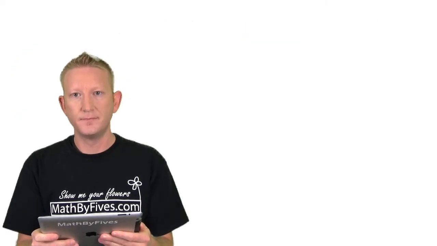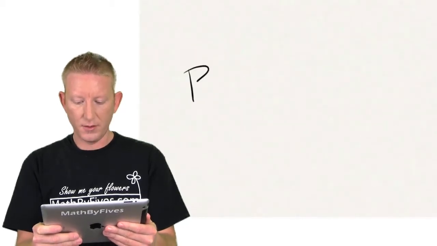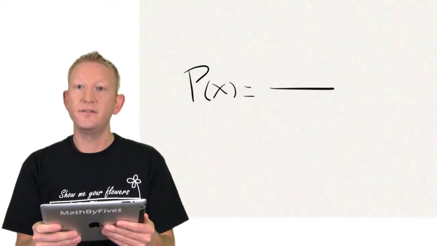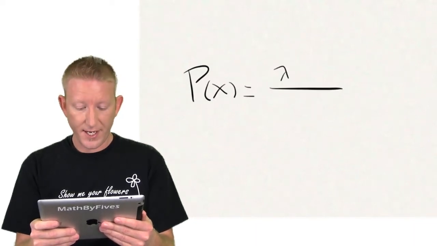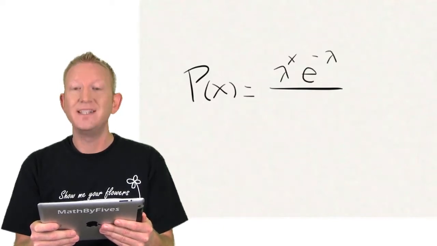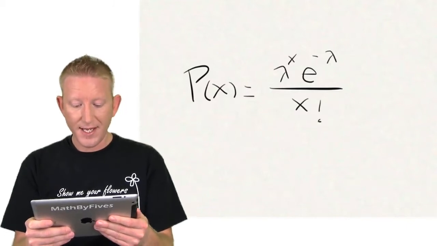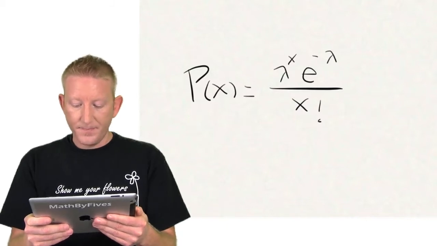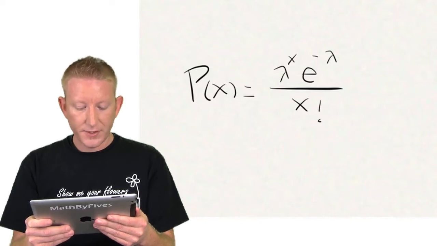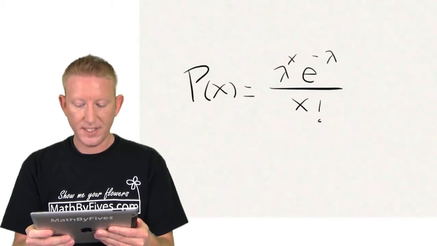To calculate the probability of an event occurring, we use this formula. According to the Poisson probability distribution, the probability of x occurrences in an interval is given by the formula P of x is equal to lambda to the x, e to the minus lambda divided by x factorial, where lambda is the mean number of occurrences in an interval, and the value of e is approximately 2.71828.